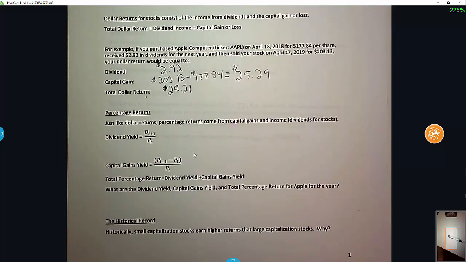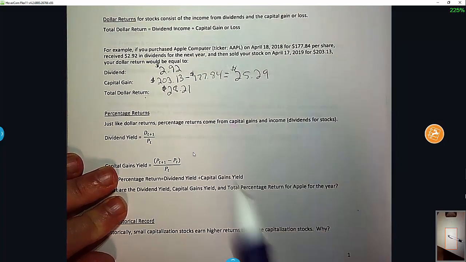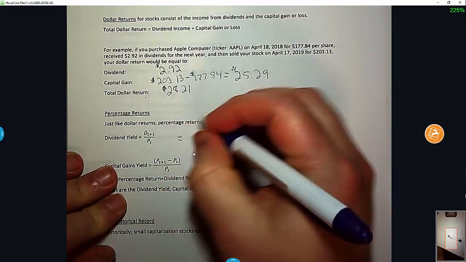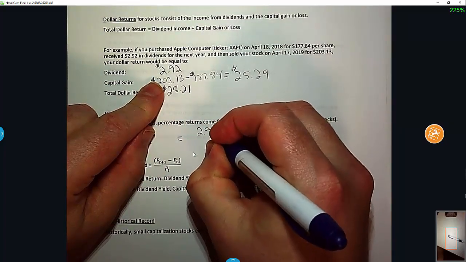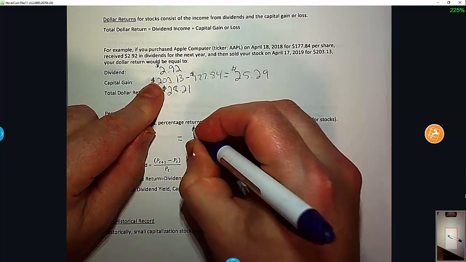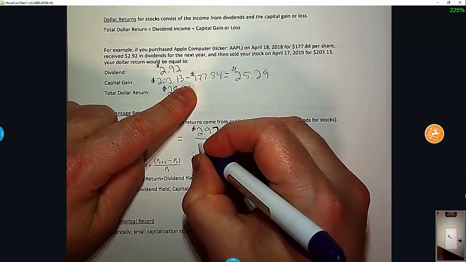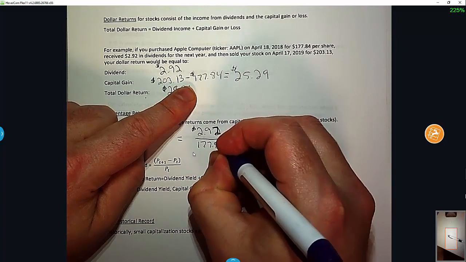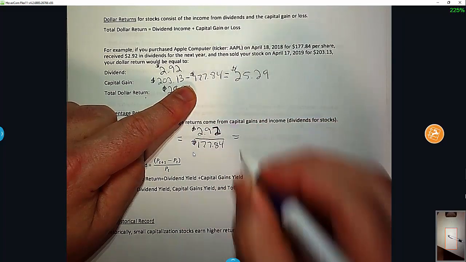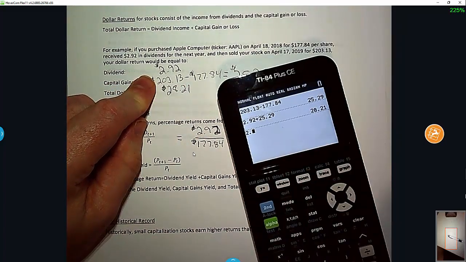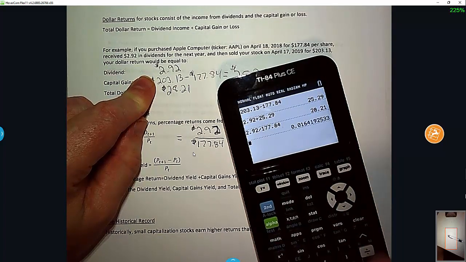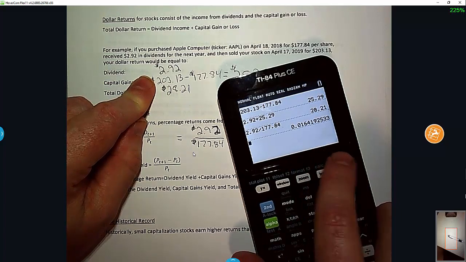So if we calculate the dividend yield for Apple, that would have been the $2.92 for our dividend, divided by what we initially paid for the stock of $177.84. So the dividend yield for our year, is equal to $2.92 divided by 177.84, or 1.64%.